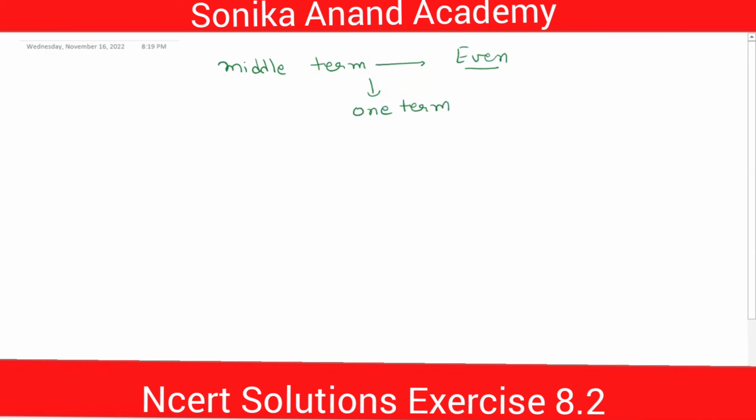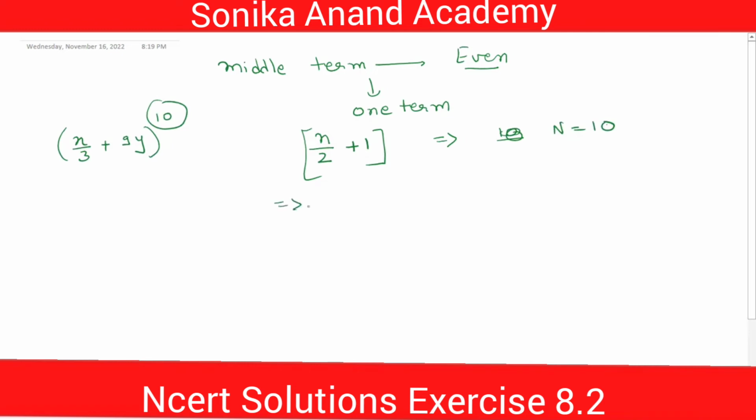Which one? n by 2 plus 1. That is 10 by 2. We have to expand (x by 3 plus 9y) to the power 10. Now here the value of n is 10. So the middle term is 10 by 2 plus 1, that is 5 plus 1, 6. That means we write T6, that is again T5 plus 1.